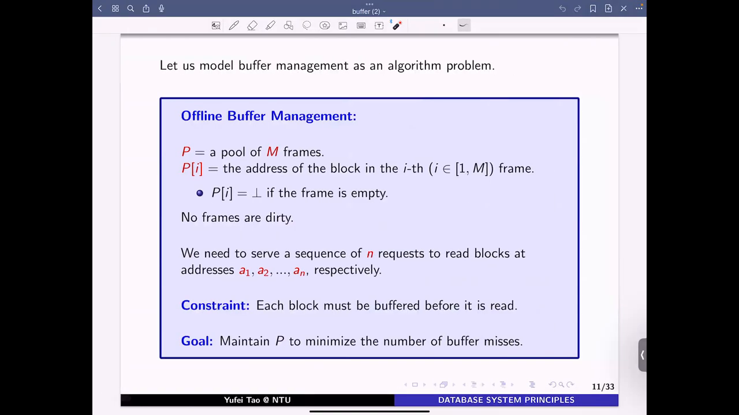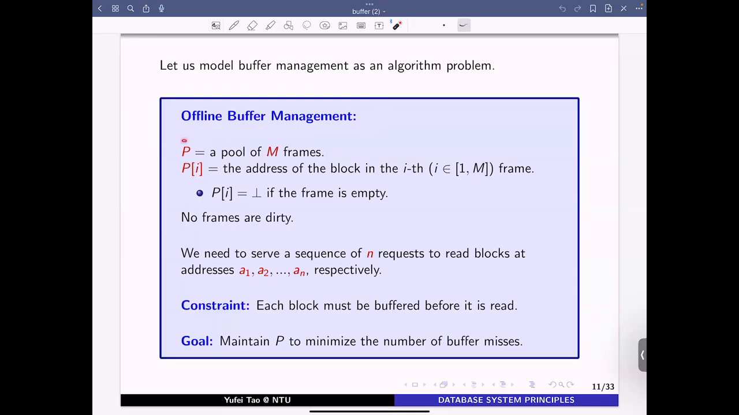Next, let's model this buffer management as a mathematics problem. We will be talking about some really cool guarantees, and that would not be possible unless we have some formalization. So let me introduce this so-called offline buffer management problem.